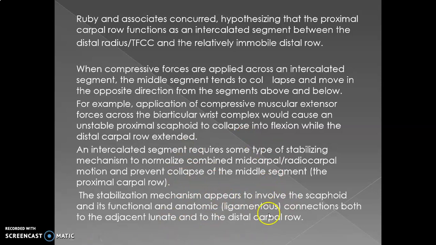This stabilizing mechanism appears to involve the scaphoid and its functional and anatomic ligamentous connection both to the adjacent lunate and to the distal carpal row. So if you remember the ligaments, we have studied all the ligaments. Most of the ligaments related to the proximal carpal row are related to the scaphoid and lunate. So these ligaments have a connection between them, and they give a stabilization mechanism, which is connected to the adjacent distal carpal row.